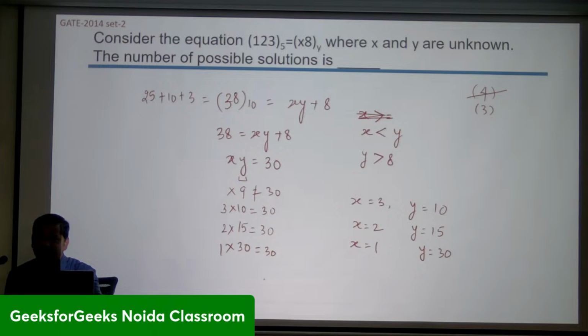Can we go further? x can be 0, but 0 multiplied by anything is going to be 0, which is not equal to 30. We cannot go below this because it cannot be negative. So the range varies from 0 to radix minus 1. We cannot proceed further from this particular equation. So there are 3 possible solutions corresponding to this equation only.